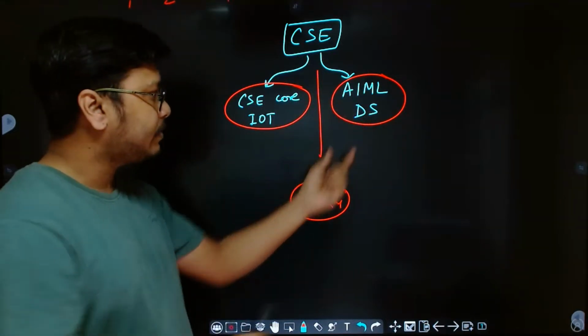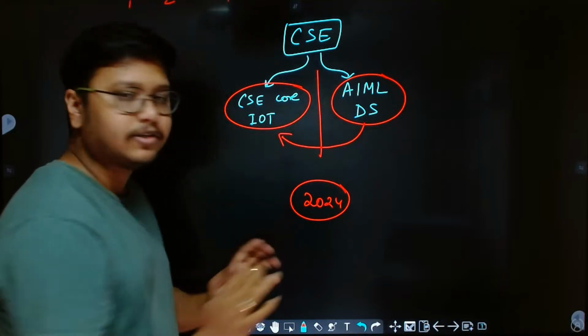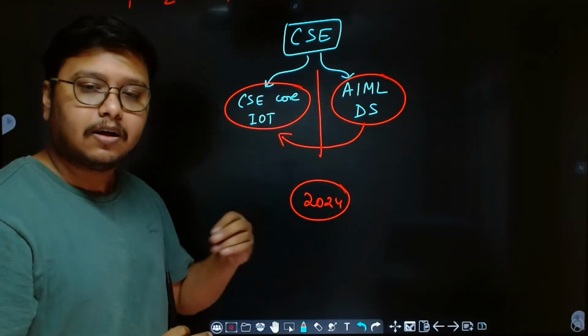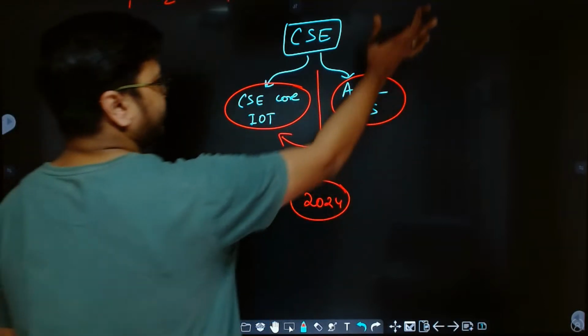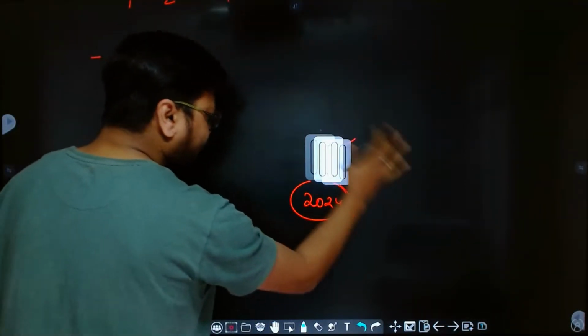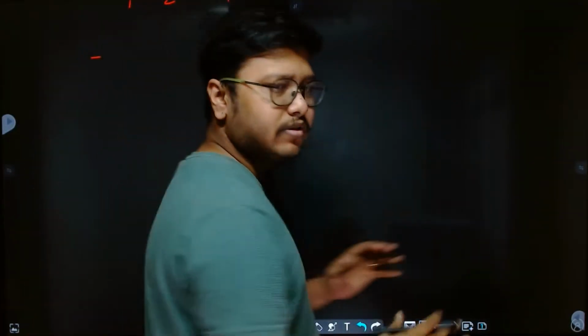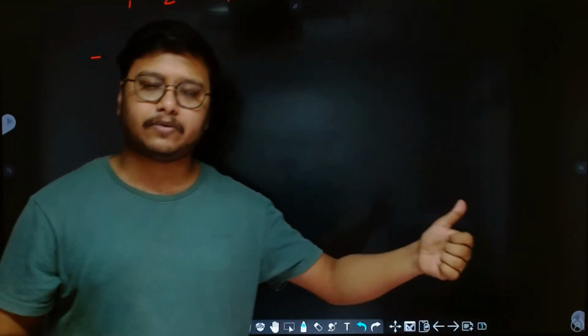Previously AIML people were given the same question paper as CSE core people, but from last year it has changed. You can get the question papers, they are easily available on the internet. And for the other streams, every question paper is different. EC has a separate question paper, civil, mechanical, biotech, chemical, etc. Everyone has separate question papers.